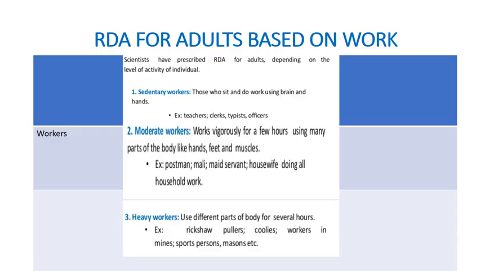So how can you define sedentary work? Sedentary workers are those who sit and do work using brain and hands, such as teachers, clerks, typists, and officers. Moderate work is work done vigorously for a few hours, such as postman, maid servant, and housewife who does all her household work. Those people come under moderate workers. Heavy workers are those who use different parts of the body for several hours, such as rickshaw pullers, coolies, workers in mines, sports persons, and masons. All these people are called heavy workers.